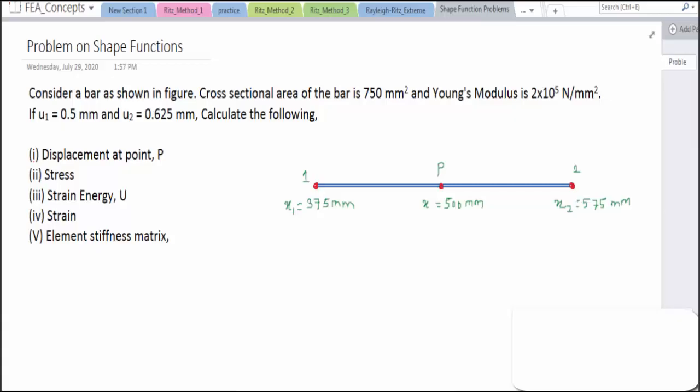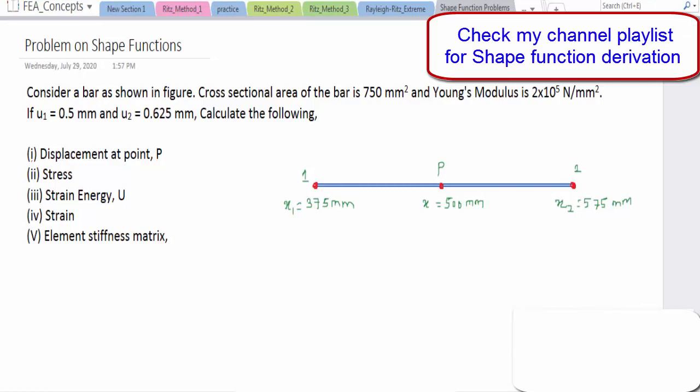Good day to all. Today we are going to see the problem on some shape functions. So here the given element is given. The shape functions we know already, the one-dimensional shape functions: N1 equal to (L minus x) by L and N2 equal to x by L.